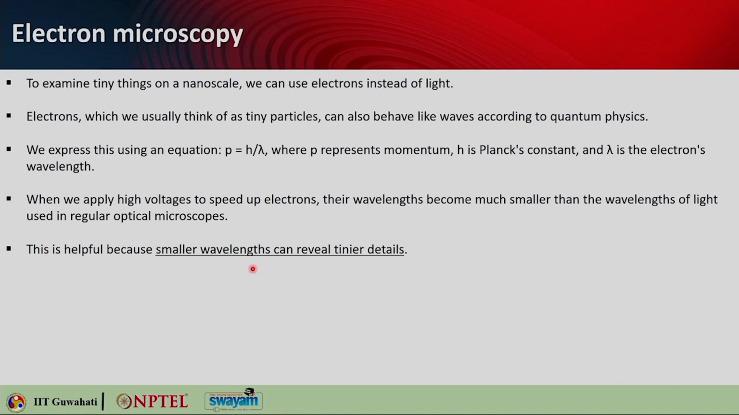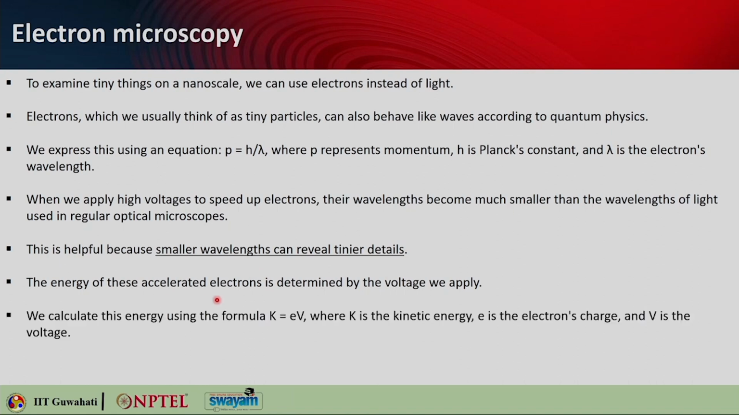And the energy of these accelerated electrons can be determined by the voltage that has been applied. So, you can use this particular formula for the energy, that K equals eV. K is basically the kinetic energy, e is the electron charge, and V is the voltage that you are applying.